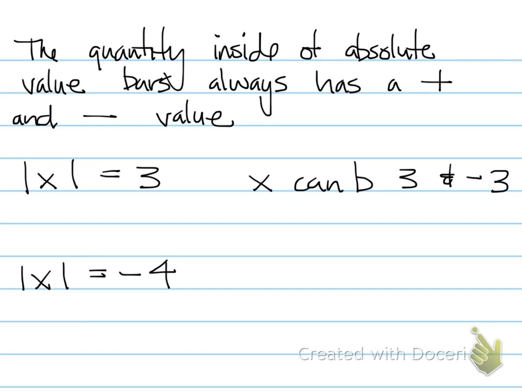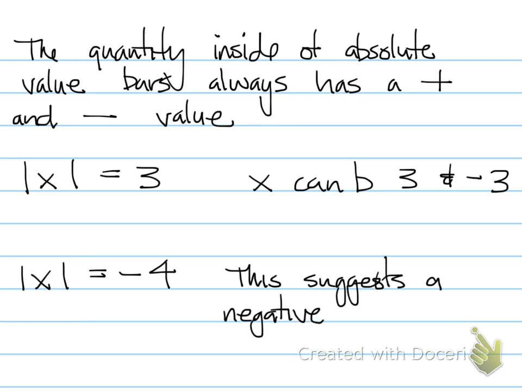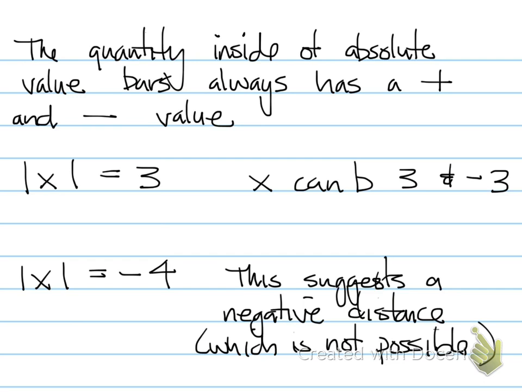Now if we had something like this, absolute value of x equals negative 4, that doesn't make sense because, like we said earlier, absolute value represents the distance from zero. And you can never have a negative distance. There's no such thing as having a negative distance. So there's no solution to this problem.